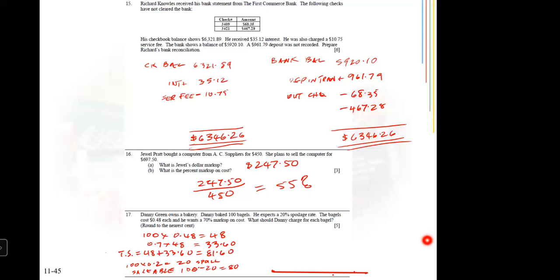So to work out the price, then you would have to put the total sales that you expect, which would be 81.60 over the amount that you expect to sell, which is 80. And that gives you $1.02. Okay. All right, any questions on that page? I guess not. Okay, so move on then.